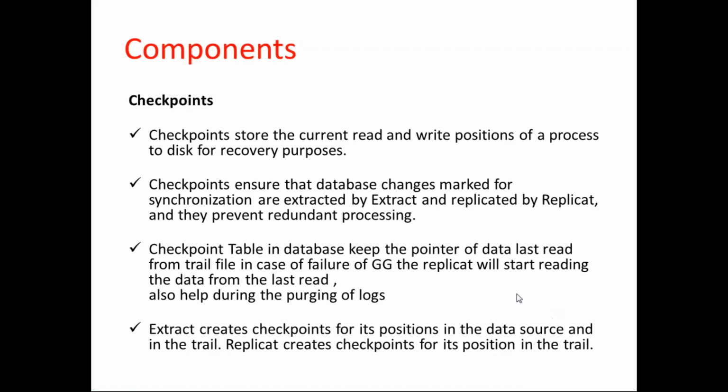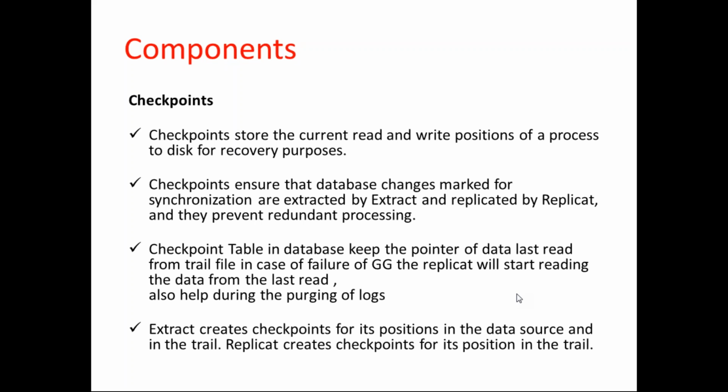Which position are we at? If it crashes, how does it start from the same point? Just assume that a process crashes, or maybe the database crashes. The application is replicating the data, so if the database crashes, the replicat will also crash. Where will it connect? It is connecting to the target. So how does it know where it has to start and which trail file it has to read?